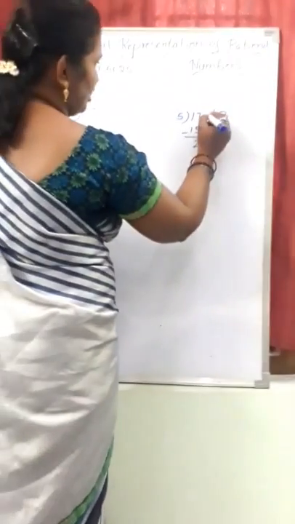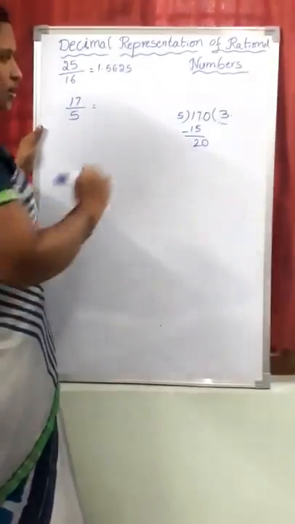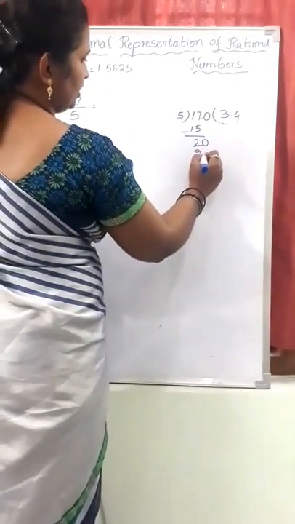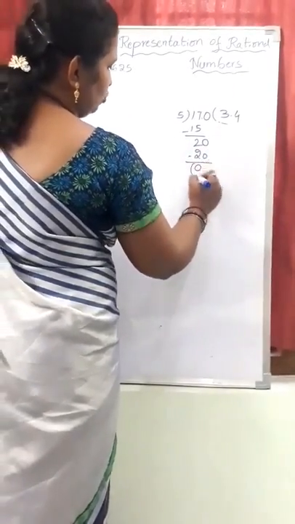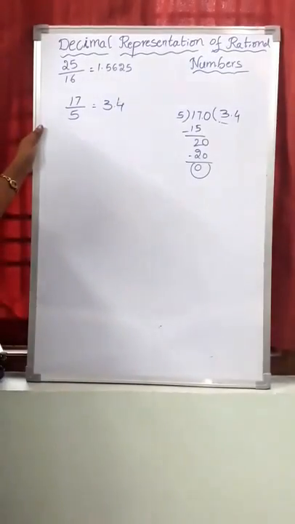And next we have to keep a 0 at the right side of the point and bring down that 0 for the remainder also. Now in 25 table 4 times, 5 4s are 20. Now in 2 steps only we got the remainder 0 here. So the value of 17 by 5 is equal to 3.4. So like this we can represent any of the rational numbers in the form of decimals.